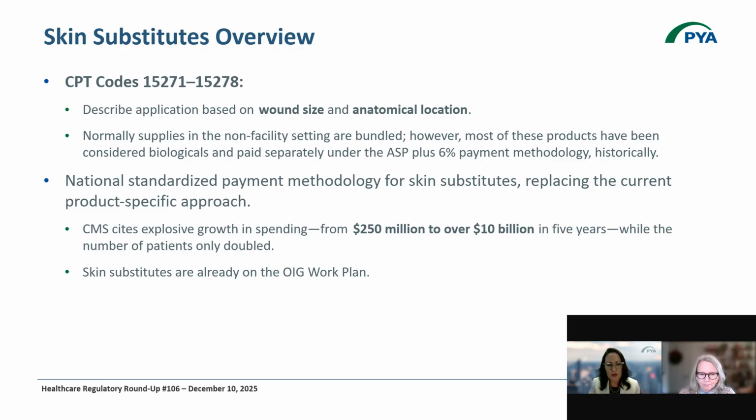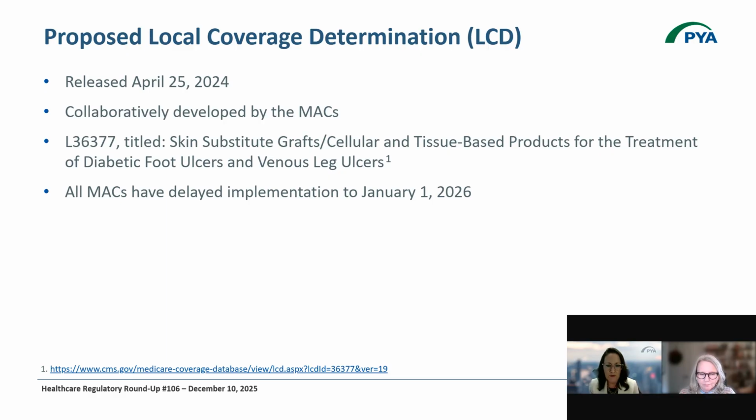So they've included skin substitutes on the OIG work plan to start looking at this, but they're also deciding now to finalize a standardized payment. In the midst of this, there was an LCD that was released April 25th of 2024 that talks specifically about skin substitute grafts that are cellular and tissue-based products for the treatment of diabetic foot ulcers and venous leg ulcers, these being the two predominant services that are provided related to these skin substitutes.